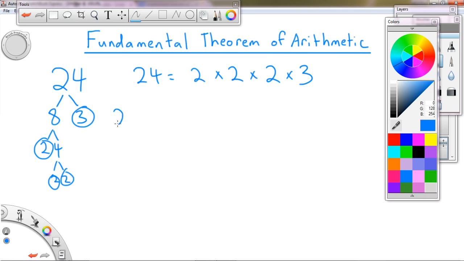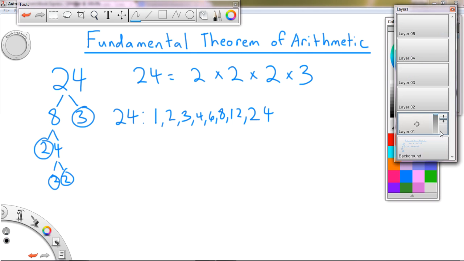So 24, let's go through some factors of 24. The factors of 24: I know 1 times 24, I know 2 times 12, I know 3 times 8, and finally 4 times 6. Now, every one of these factors, except for 1, all the ones that are bigger than 1, has to be some combination of these prime factors. Now let's take a look here.